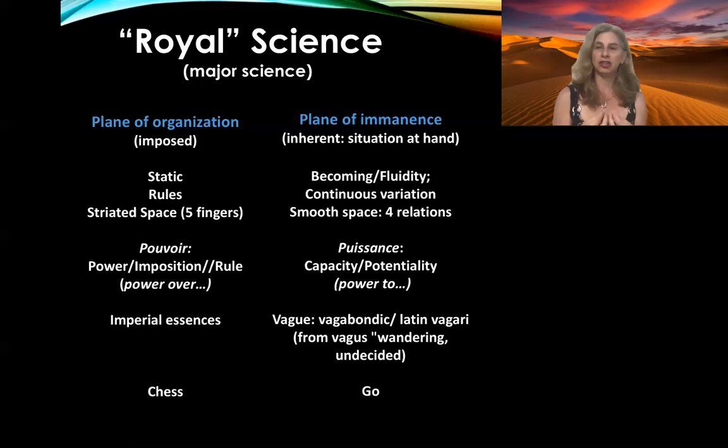The other relationship that they speak about is the difference between pouvoir and puissance. And these are two words coming from the French. One is really more about power over. The other is about capacities, or power to. So power over is how do we rule, how do we impose, how do we control. Capacity is how do we give rise to kind of potentialities, enabling things to happen.